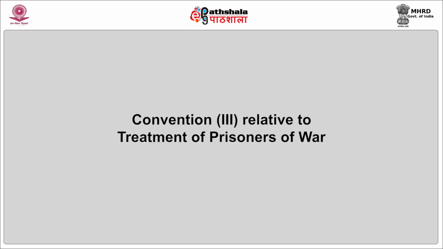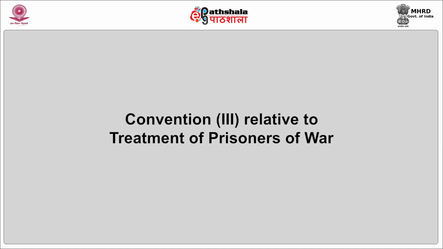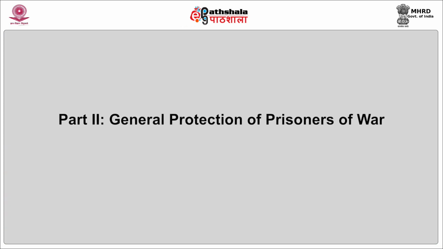Then you have Convention 3 relative to treatment of prisoners of war. The third convention sets out specific rules for treatment of prisoners of war. An elaborate convention with 143 articles, it lays down that POWs need to be treated humanely, receive sufficient food, clothing and medical care, and should be adequately housed. It also establishes guidelines on discipline, labor and criminal trial for the POWs. Some of the specific provisions include the general protection of prisoners of war.